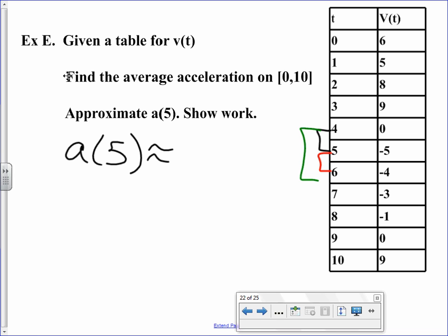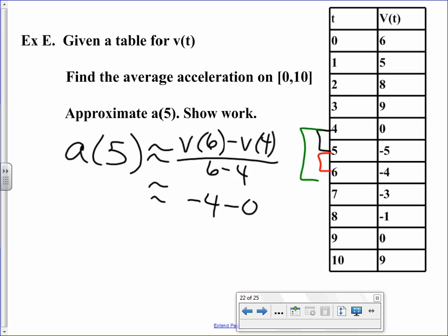I'm just going to do one of them. Let's say you want to use 4 and 6. So I could take the change in velocity: v of 6 minus v of 4 over 6 minus 4. So we'd have v of 6 is negative 4 minus 0 over 6 minus 4 is 2. And it would be approximately equal to negative 2. That would be an acceptable approximation. But you'd have to use points either there at 5 or before and after, but not far away.